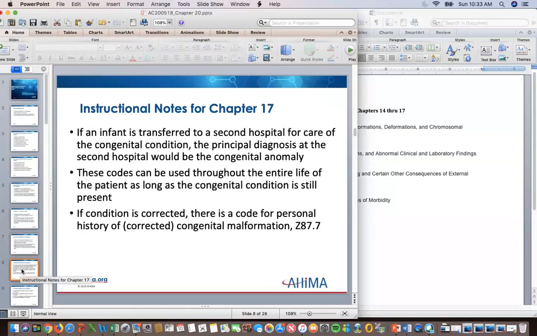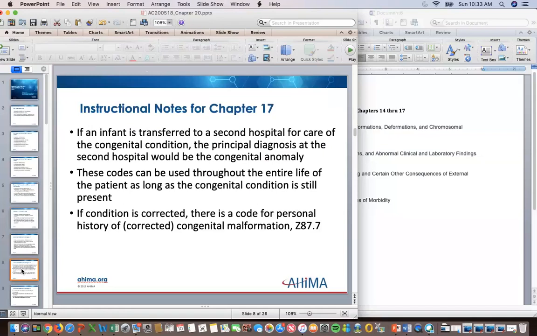So, some instructional notes for Chapter 17. If an infant is transferred to a second hospital for care of a congenital condition, the principal diagnosis at the hospital would be the congenital anomaly. So your first hospital is coding out the Z38. They transfer him to a secondary or tertiary hospital with a higher level of care for maybe some baby with this condition.